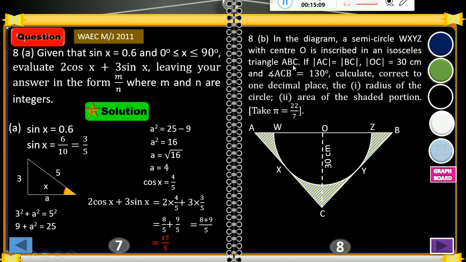Question 8b. In the diagram, a semicircle WXYZ with center O is inscribed in an isosceles triangle ABC. If AC is equal to BC and side OC is equal to 30 centimeters and angle ACB is equal to 130 degrees, calculate, correct to one decimal place, the radius of the circle. 2. The area of the shaded portion. Take the value of pi as 22 over 7.